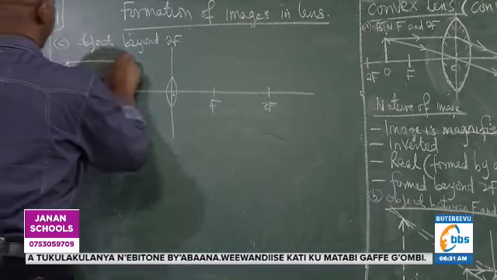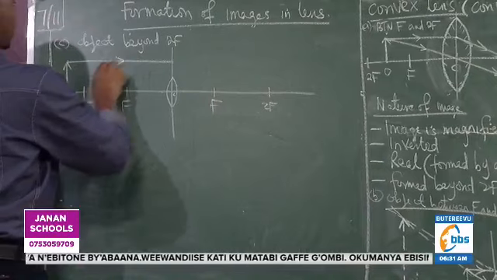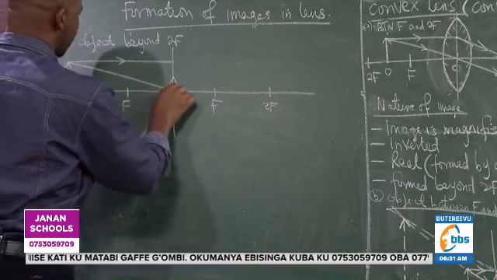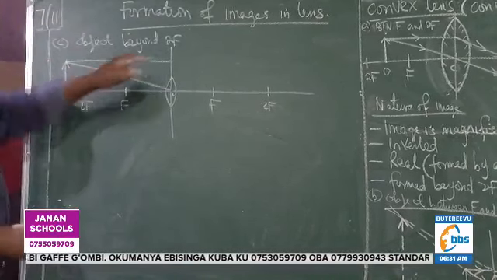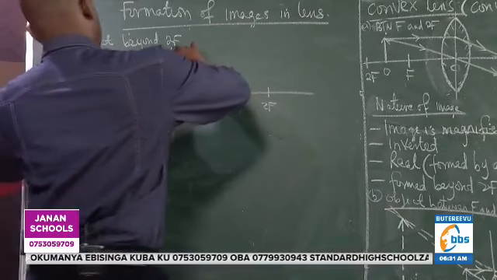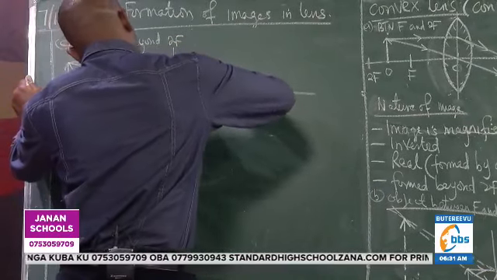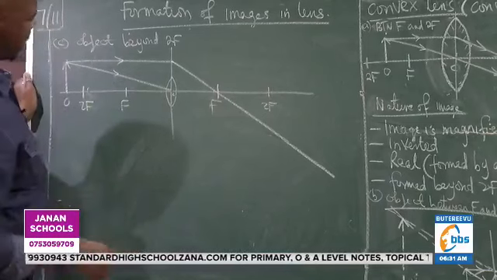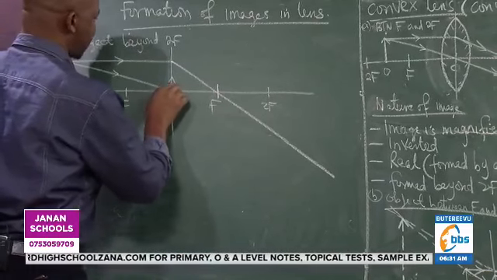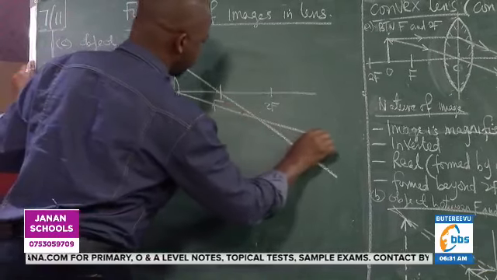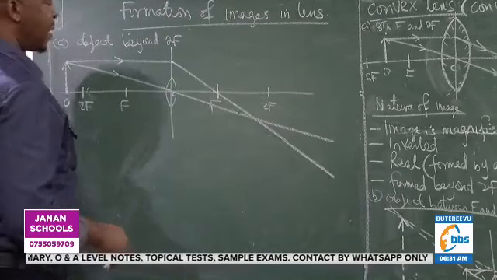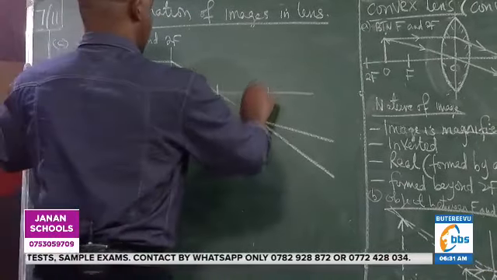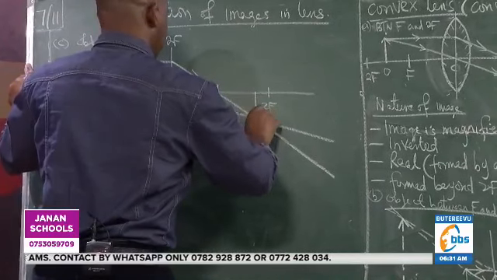If it is beyond 2F, my task is to draw these two rays. One is from the object parallel up to the lens. This will always be refracted to pass through the focal point. And then this other ray will always pass through without any deviation. Where the two meet is where we have our image. And the image is pressed here.